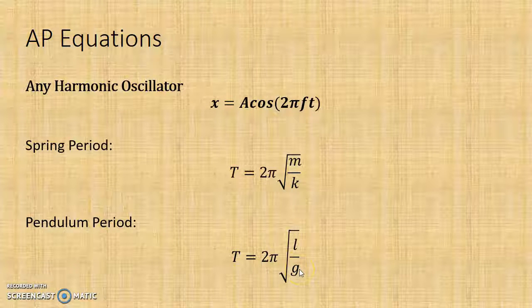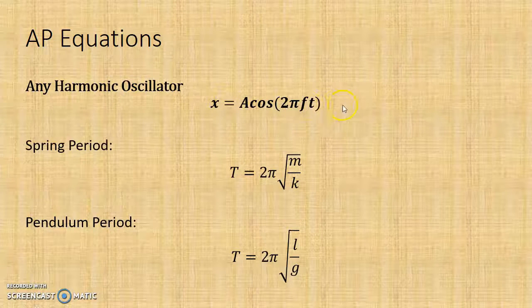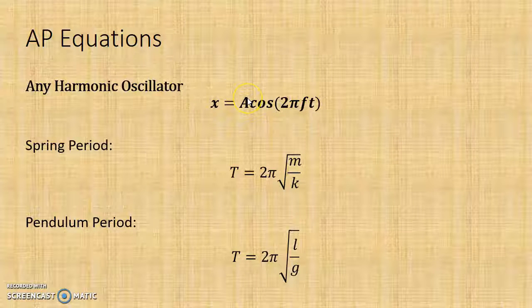But with stronger gravity, if you're on a real heavy planet, then it makes sense, it will be a lot quicker. But for any harmonic oscillator, the period is given by this equation up there.